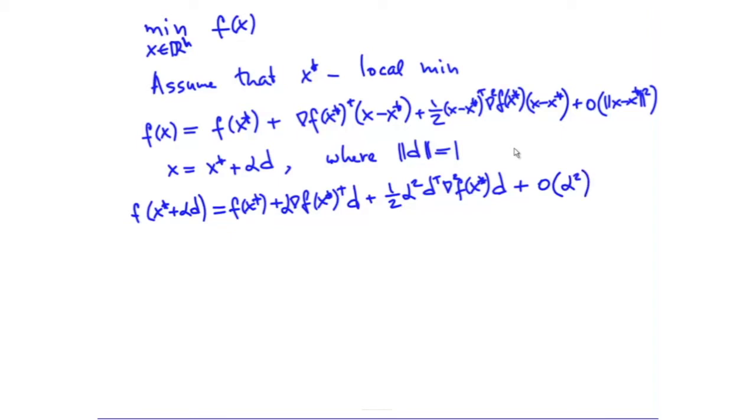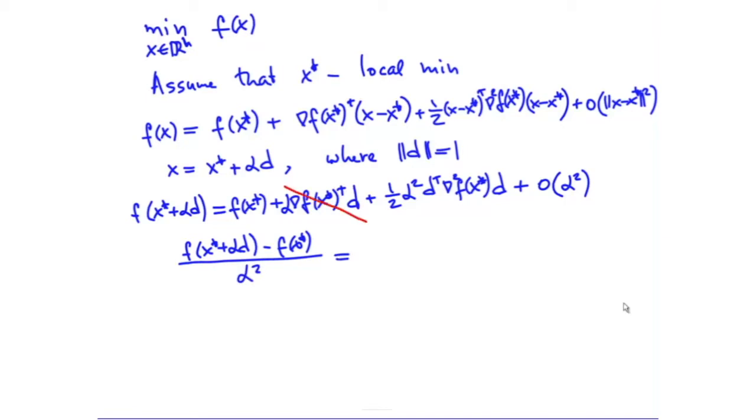All right, and then next we do the same trick as we did before. We will move f of x star to the left-hand side, and then we'll divide everything by alpha squared this time instead of alpha. So we'll have f of x star plus alpha d minus f of x star divided by alpha squared is given by this.